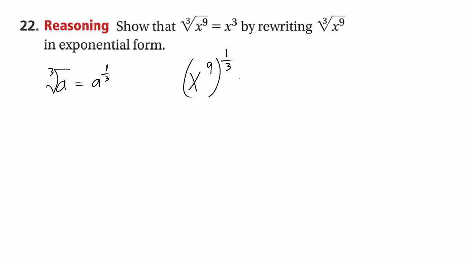We know that when you raise a power to a power, you multiply the powers. So it's x to the 9 times 1/3. 9 times 1/3, sure enough, is 3. So that's x to the 3rd.